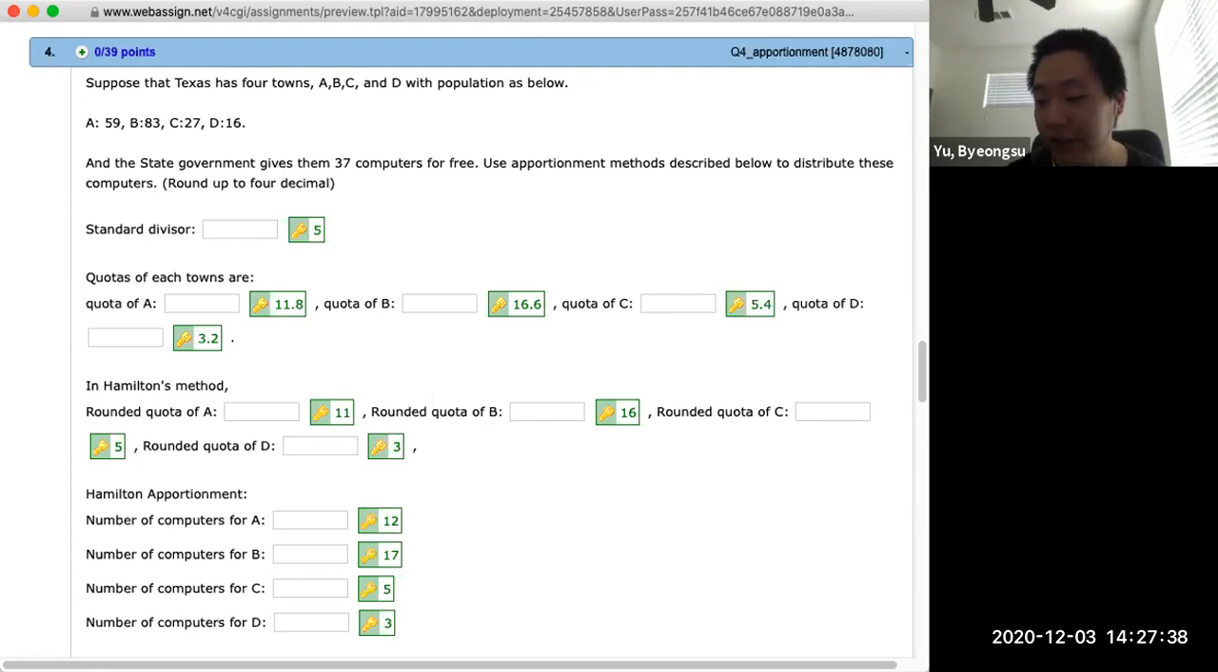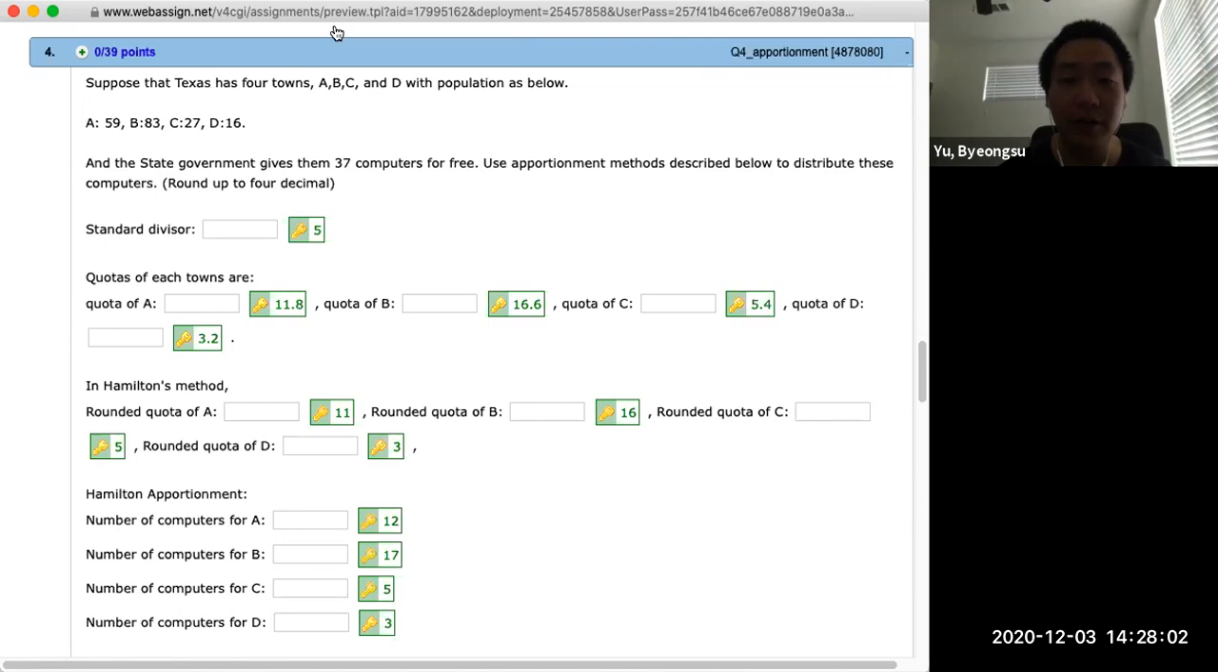And we need to use the apportionment method described below to distribute these computers. What you need to do first, for any method, is find the standard divisor. And the standard divisor is just the population over the number of seats, or in this case, the number of computers, right?